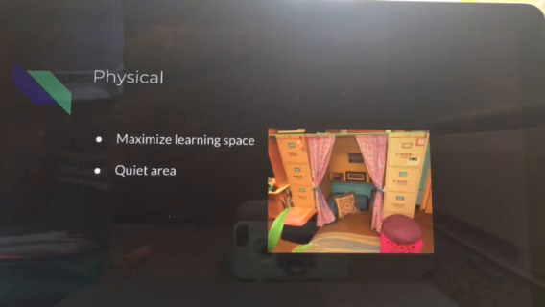I also stated before that I will have a place where students can relax. This is important so students can feel comfortable in my classroom. If they do not feel comfortable, they're going to have a hard time learning.